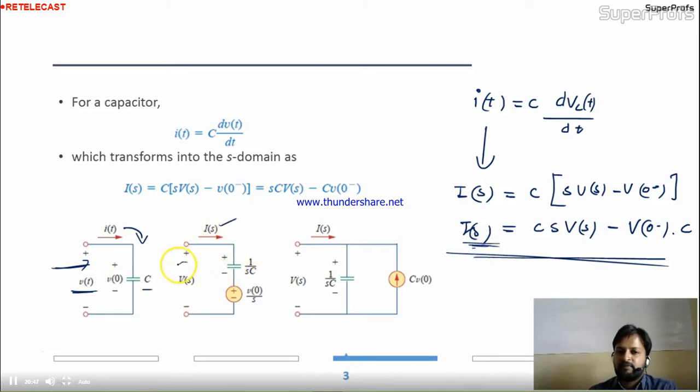I(s) is over here, V(s) is over here, and this is 1/(sC). This is how this came. See, take this V(s) equation, only the V(s) equation. V(s) will be on this side and everything else will go to that side: V(s) equals I(s) by 1/(Cs), minus V0.